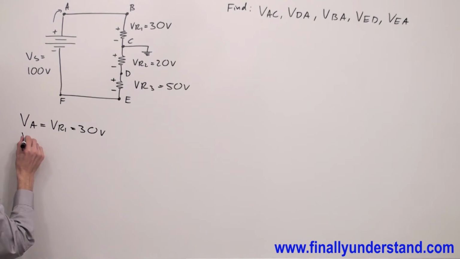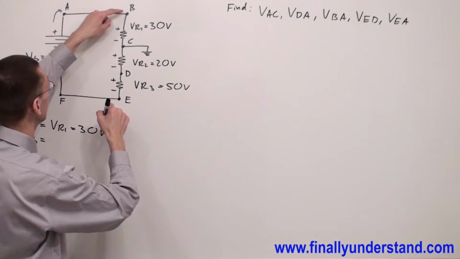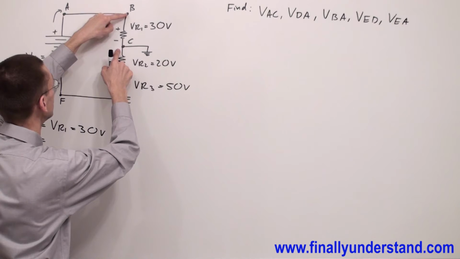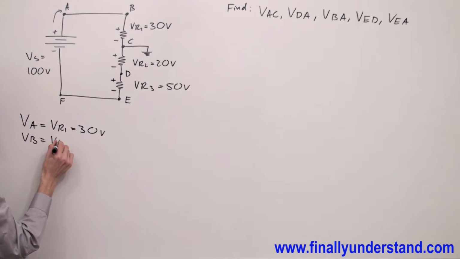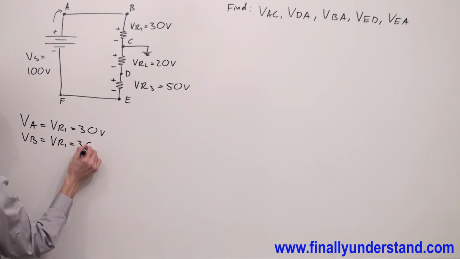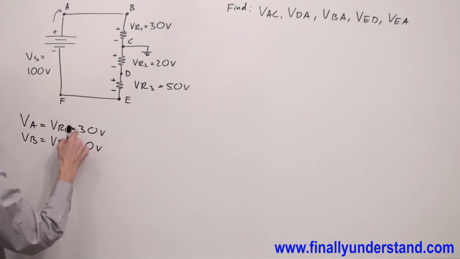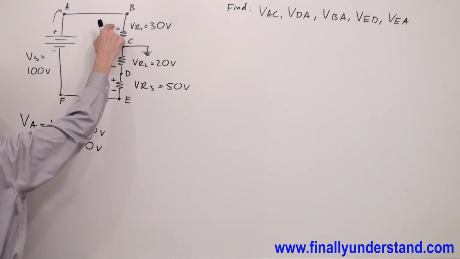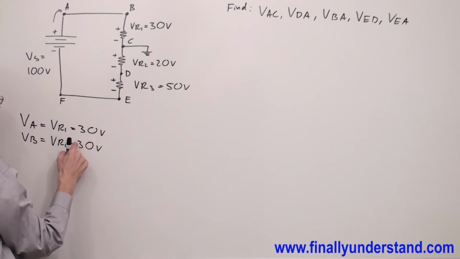Next, we have to find VB. Please notice that the voltage between point B and C is again the voltage across resistor R1. That's why VB is again VR1, which is 30 volts. Why positive? Because I'm going to the ground and I'm seeing the positive sign first. That's why my voltages are positive.